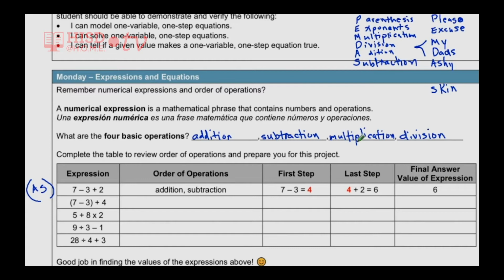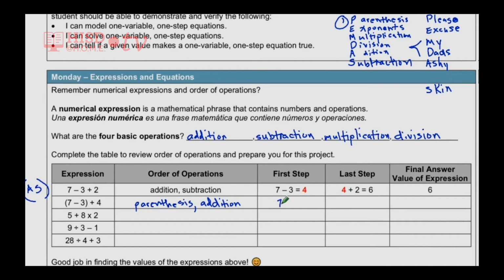Very, very simple. Okay, well, my next problem, I see a parentheses, okay? So that just kind of sticks out like a sore thumb. 7 minus 3 is in the parentheses, plus 4. So if I refer back to my acronym, I see that the P, parentheses, comes first before addition. So therefore, I'm going to solve the parentheses, which is 7 minus 3 equals 4. And then 4 plus 4 is 8.